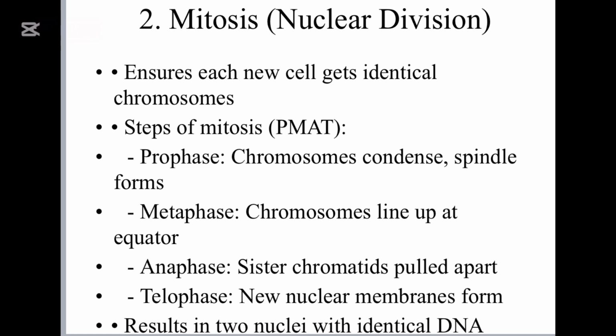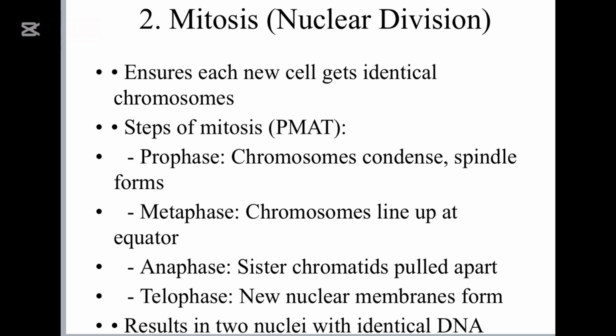The next stage is the what? The mitosis, which can also be referred to as nuclear division. This ensures that each new cell gets identical chromosomes. When we say identical, it simply means the same number of genes or chromosomes are present. Not just that, the steps of mitosis include 4 major steps, which can be called PMAT as the mnemonic, where P stands for prophase, M stands for metaphase, A stands for the what? Anaphase, and T stands for the what?